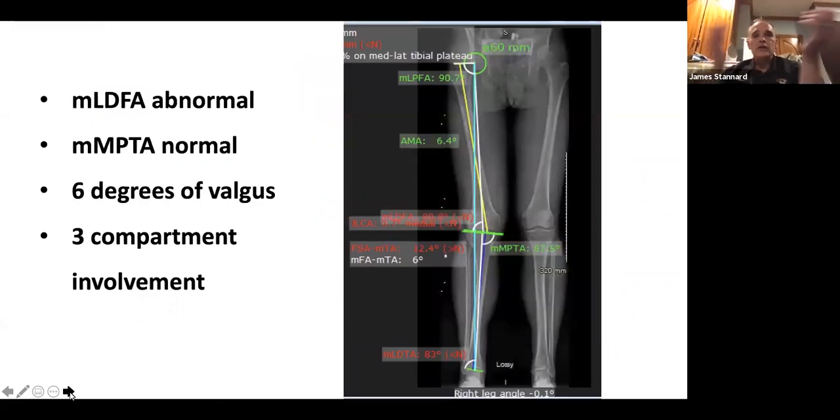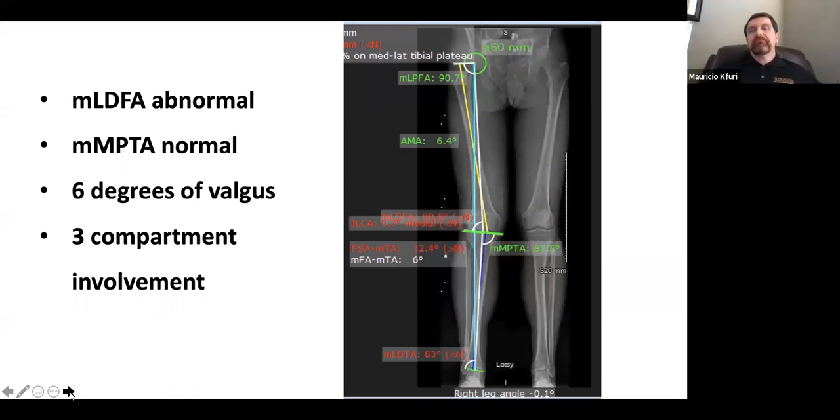So now the question is, what do you do? What's the thought process? We've got 3 compartments involved, and a 60-year-old who really doesn't want a total knee, but that doesn't mean that we let that person have what they want, and got these standing x-rays. So I'd be curious from the panel what they think of this and what the thought processes are about what's a reasonable way to proceed.